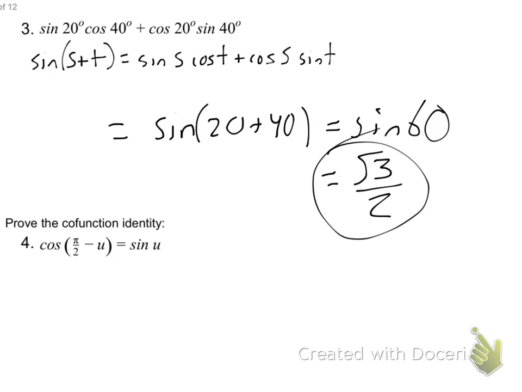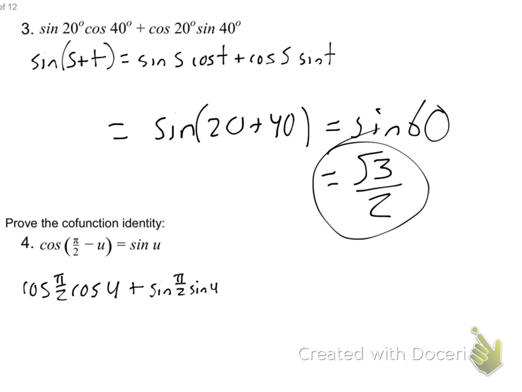Prove it. Show that one side is equal to the other. What side looks more complicated? Cosine side or the sine side? Cosine side. So therefore, can you expand that? It's a cosine subtraction, which would turn to the addition of the cosine. Remember that? So it becomes cosine pi over 2 cosine u. You guys agree with this? Yes. Plus sine pi over 2 sine u.